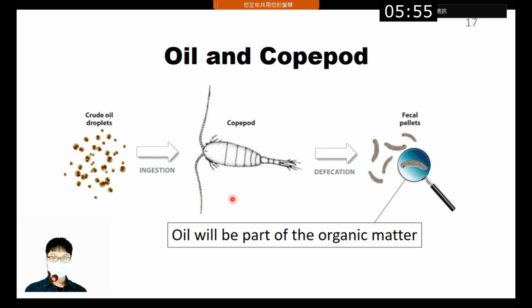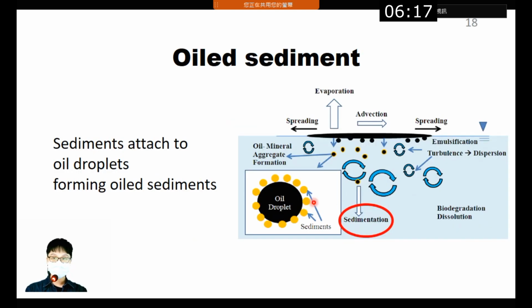We know there are 94% copepods in the estuarine plume, so they play an important role in this area. The copepods will ingest the oil droplets and make the oil part of organic matter. This oiled organic matter will more likely attach to the oil droplets and form oily sediments, and the sediment will go down to the bottom of the ocean.